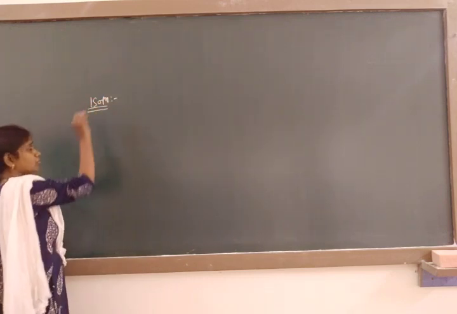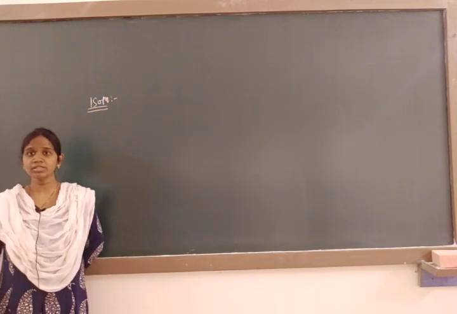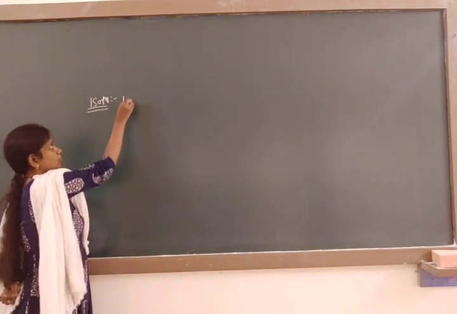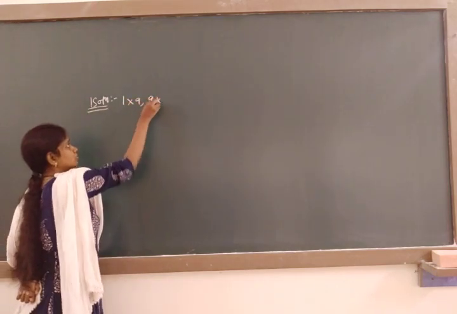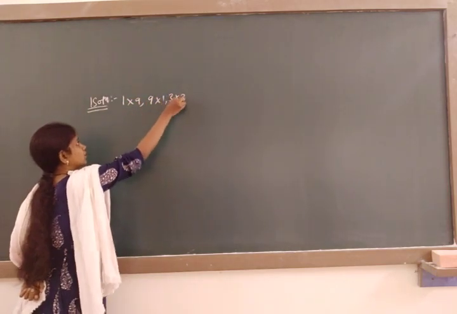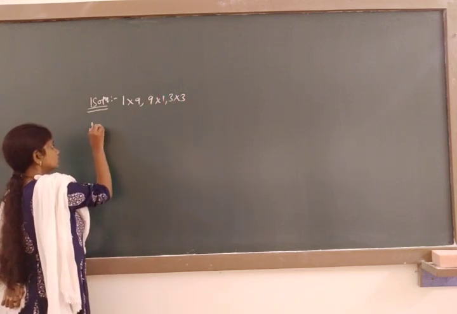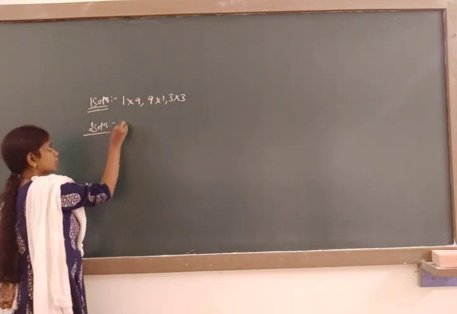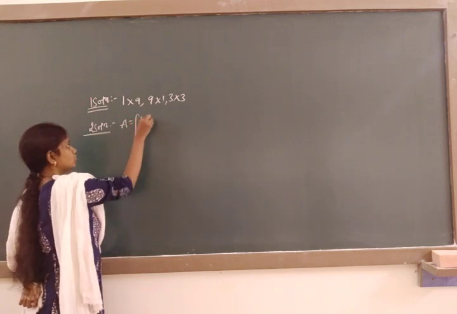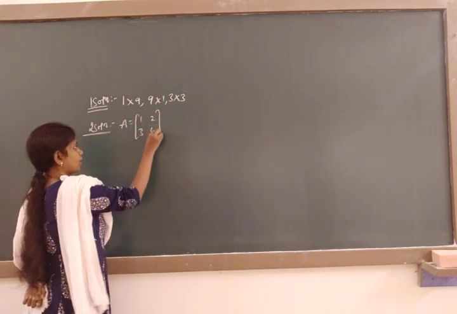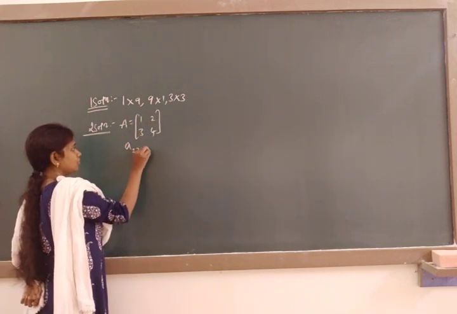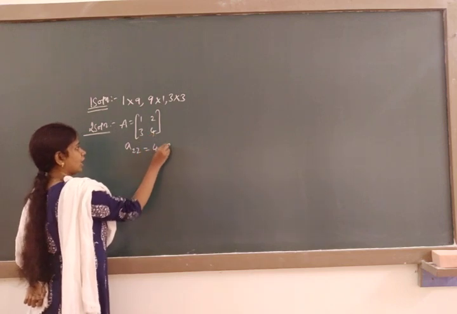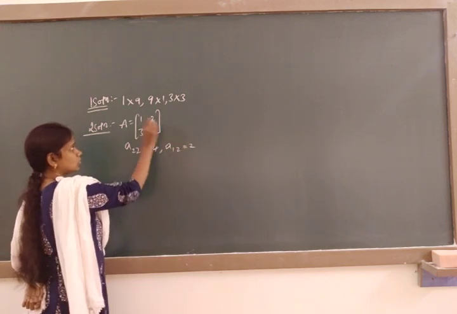I asked you to write down the possible orders, and the possible orders are 1 cross 9, 9 cross 1 and 3 cross 3. For the second problem, the question was: A is equal to 1, 2, 3, 4. I asked you to write down the A22 value. This is the A22 value, 4, and the A12 value is 2.